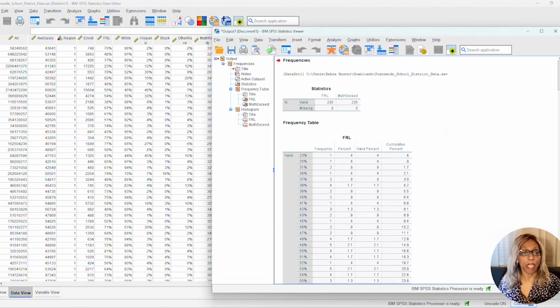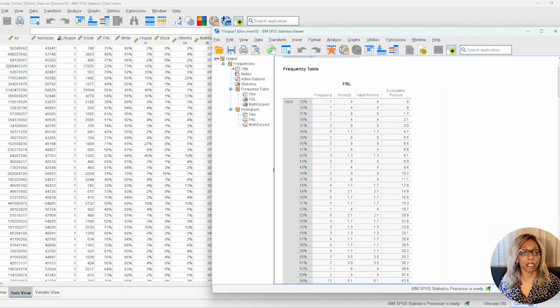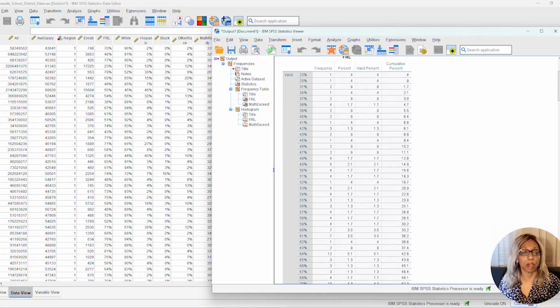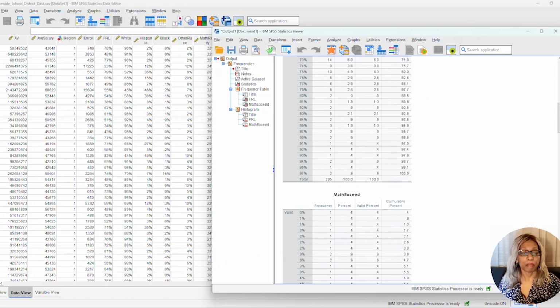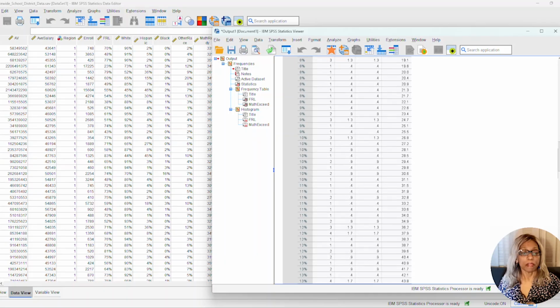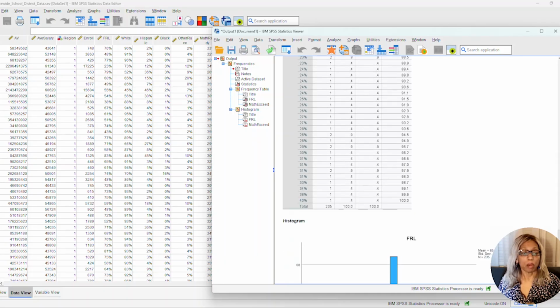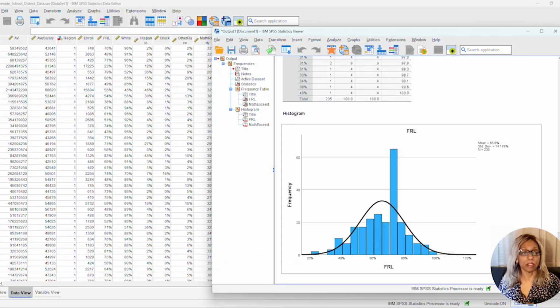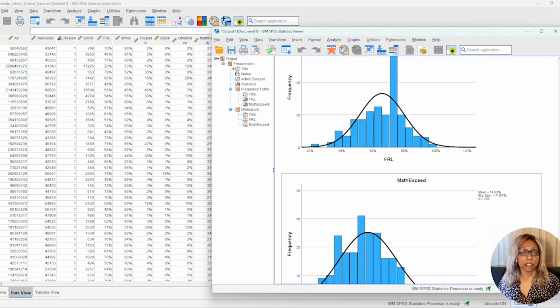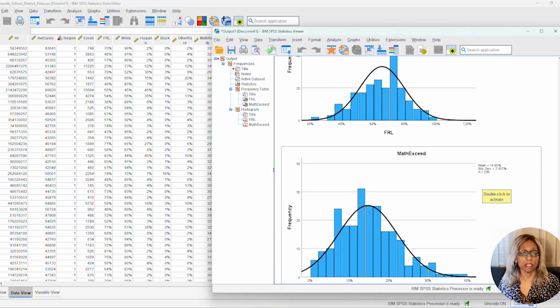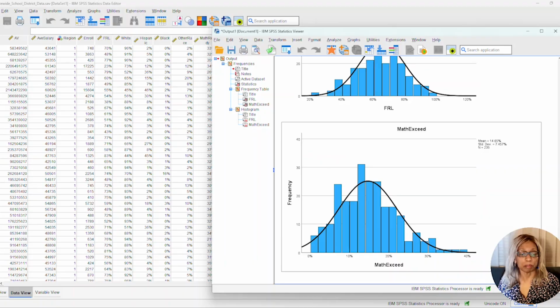And there we can see our population of 235. We can look at some of the statistics for FRL and math exceed. But we can really go down and look at the two histograms for the normal distribution here for FRL, the free and reduced lunch, and for math exceeds, that they both have a normal distribution.